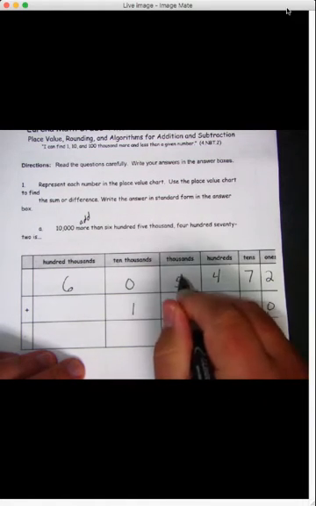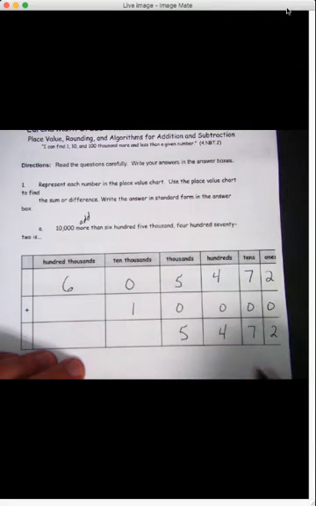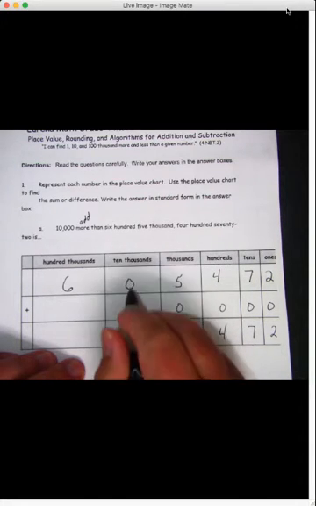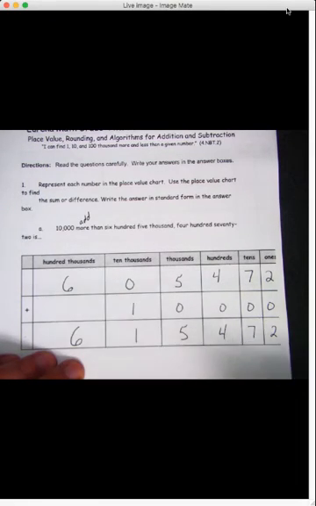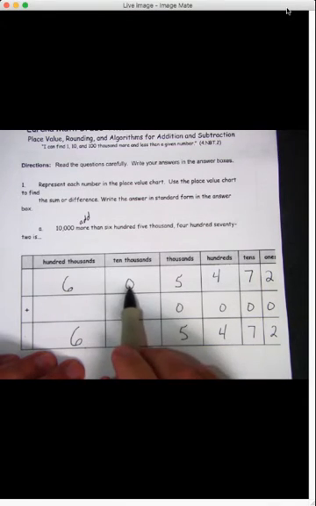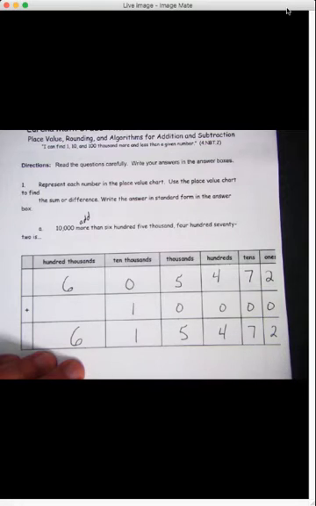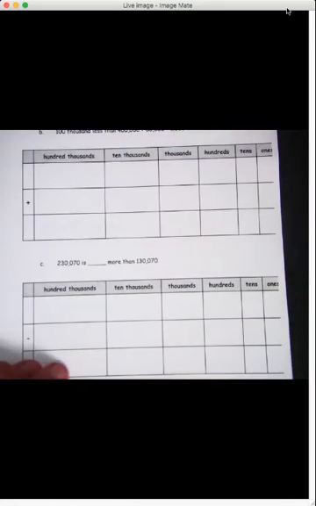hundreds, 5 plus 0 is 5 thousands. We did add 1 10,000, but we didn't have any, so it's just 1. So our new number then is 615,472. We just added 1 10,000 and changed that number. How easy is that? Let's look at the next problem.